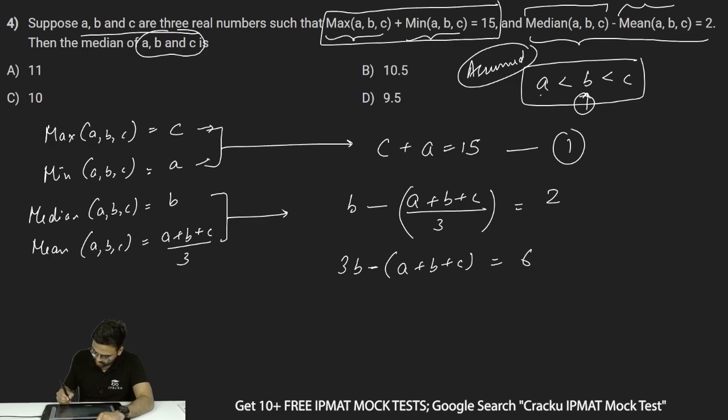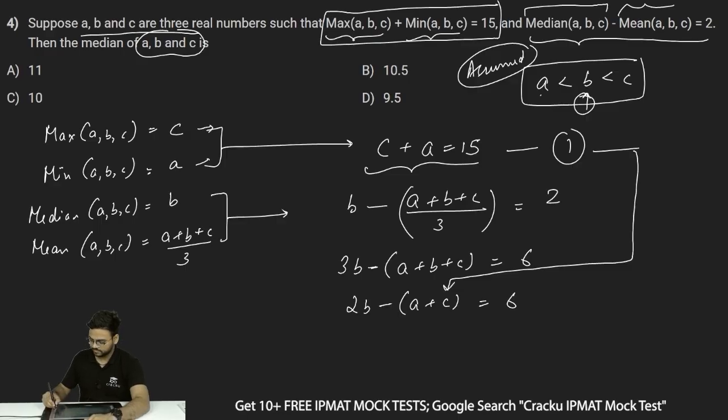So this will become 6. So 3B minus A plus B plus C is 6. If I further simplify this, I can write it as 2B minus A plus C. This B, if it comes out, this will be 3B minus B minus A plus C. So I can write this as 2B minus A plus C equal to 6. A plus C is given as 15 as per the first equation. So I'll put the value of A plus C equal to 15 over here.